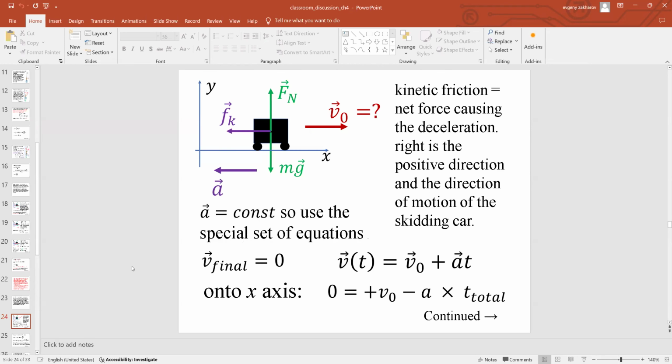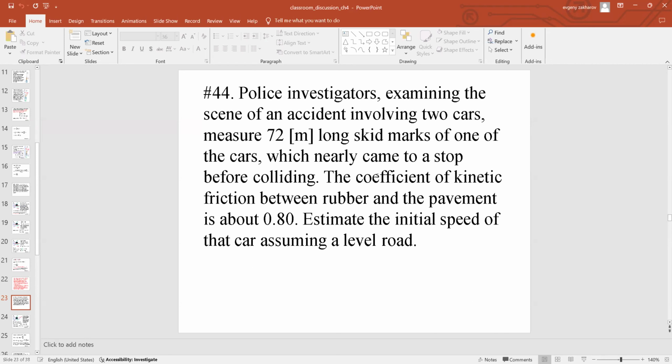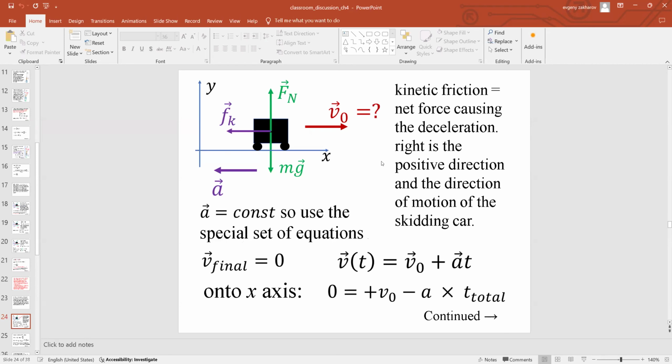So here's the car going to the right. That's the initial velocity vector showing the direction of motion. And we are slowing down. We're doing skid marks. We lock the brakes. So acceleration is opposite because we're slowing down. Normal force is up, perpendicular to the surface. Gravity is down because Earth pulls us down.